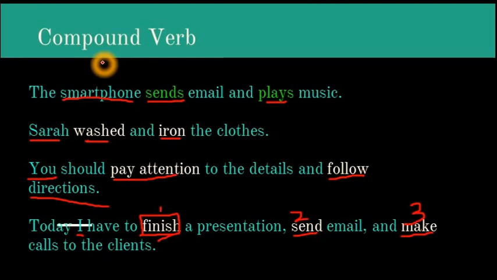Every subject in a sentence must have at least one verb. But that doesn't mean that a subject can only have one verb. Some subjects are greedy. A greedy subject can have two, three or more verbs. Like in this example, there is one subject and we have three verbs. This is a greedy subject. So in all these examples, you can say the subject has compound verbs.